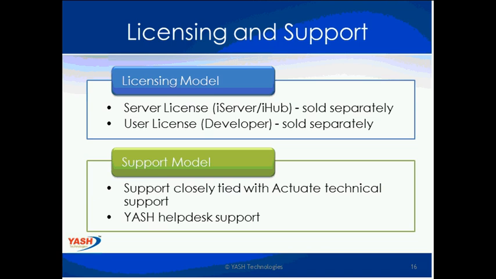Some idea on licensing and the support model that we follow. The licensing is available in two ways. One is the server license and one is the user license. Server license is based on the number of servers that you have, and user license is based on the number of report designers that you have. So you need to buy as many licenses as the number of developers that you want to use. In the support model, we work very closely with Actuate technical support. So you can either raise tickets through Actuate support, or you can even directly contact the Ash help desk.